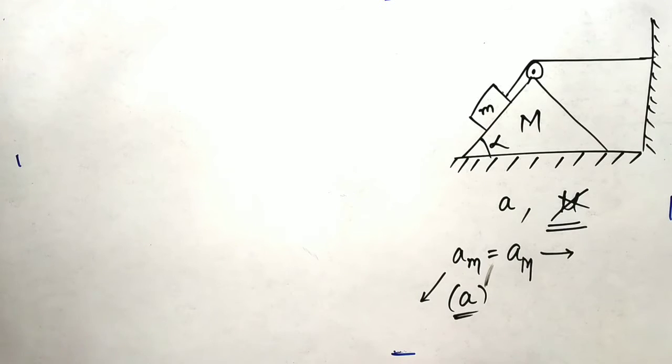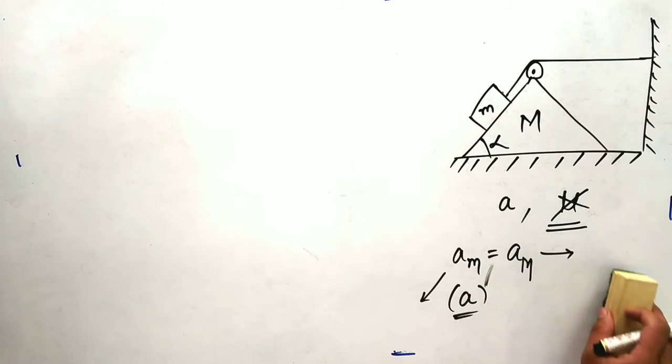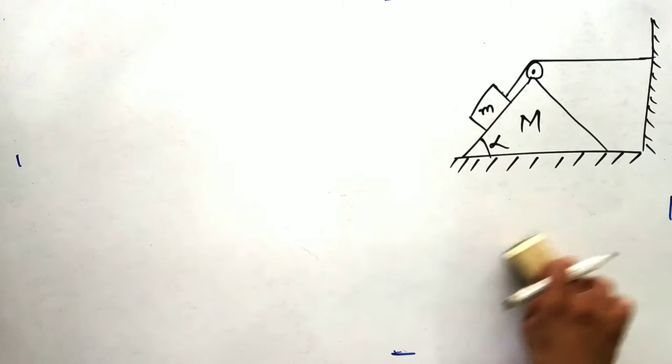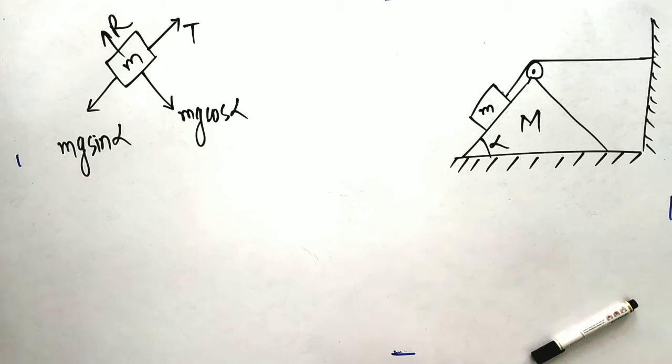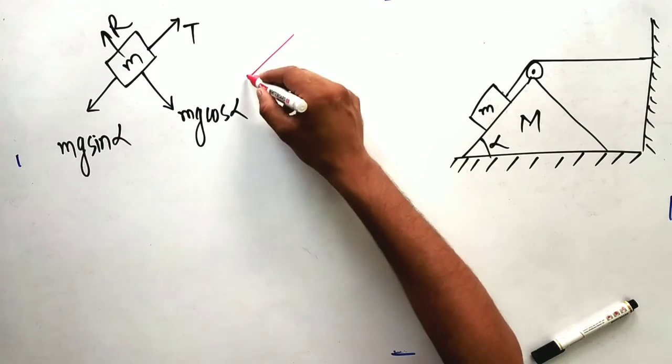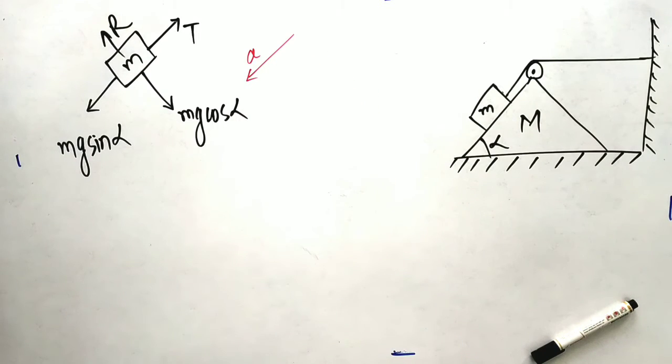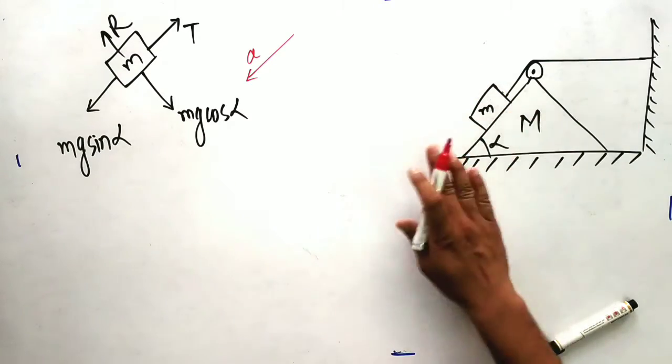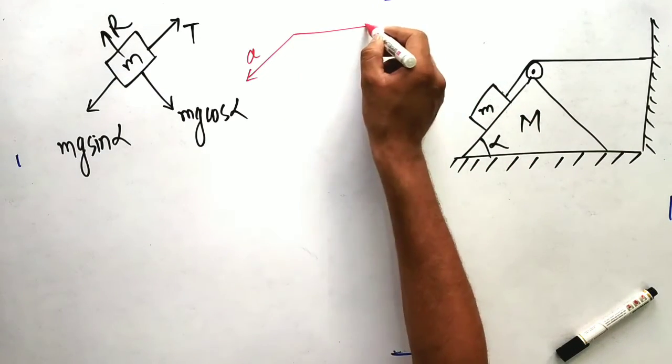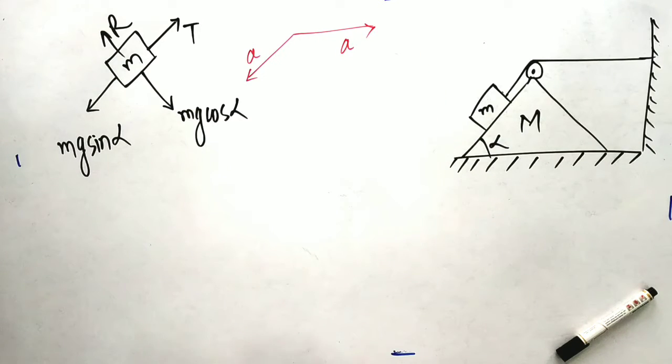First, we will deal with the small mass m. This mass m has an acceleration equal to A downwards. Also, it is moving with the wedge M to the right. The acceleration of the wedge is also equal to A. So we have two accelerations of the small mass m. We'll write the equations separately for these accelerations.